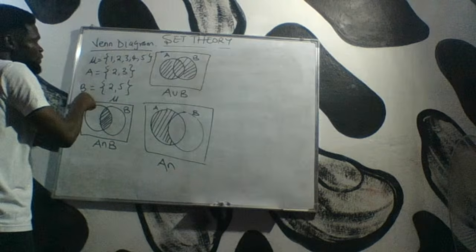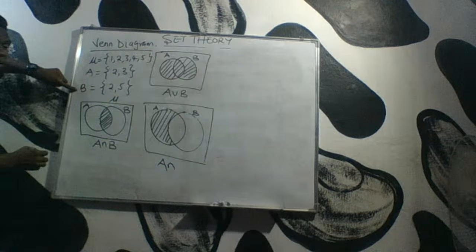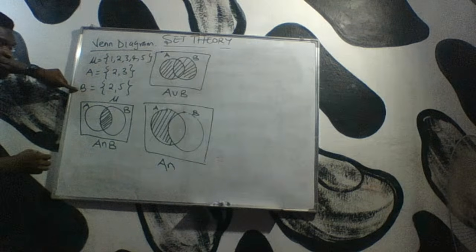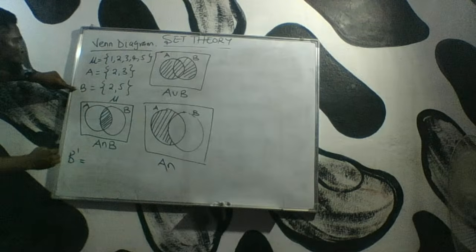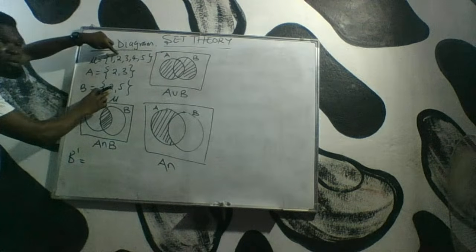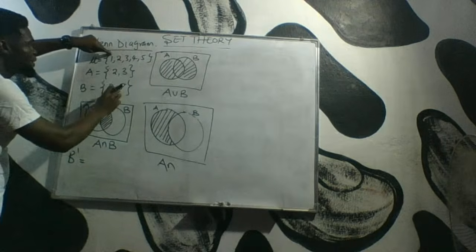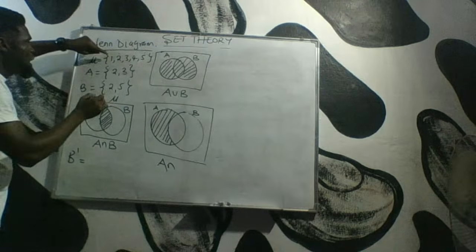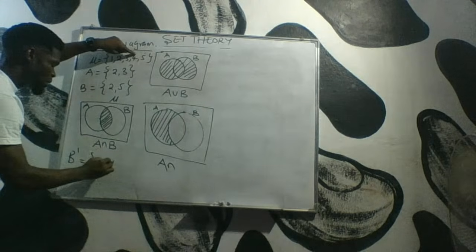Let's go through this. Let's find B complement. Look at set B. Look at the universal set. Now, B complement means go to the universal set, remove the elements of set B. So I'll remove 2 and 5. I will be left with 1, 3, and 4. So I have 1, 3, and 4.